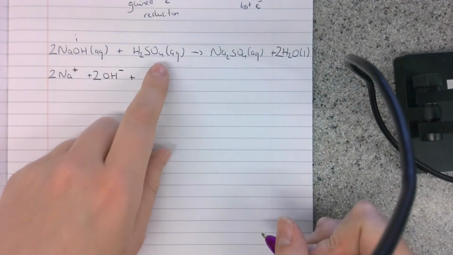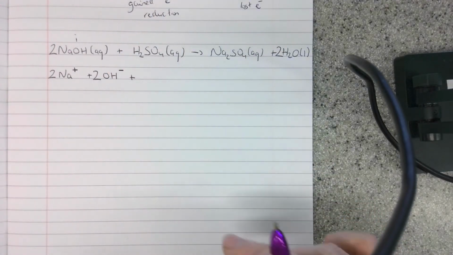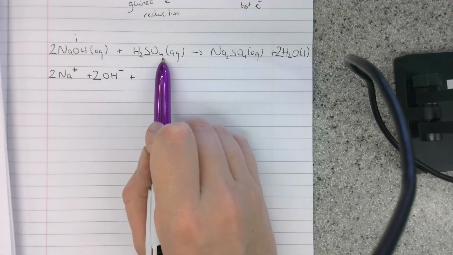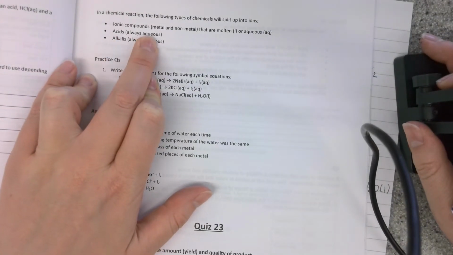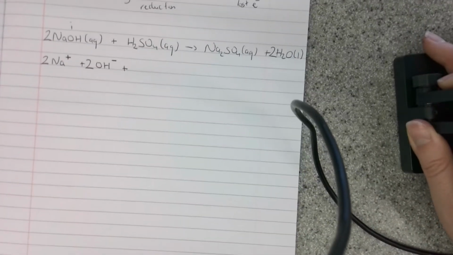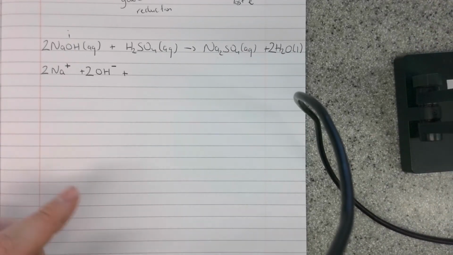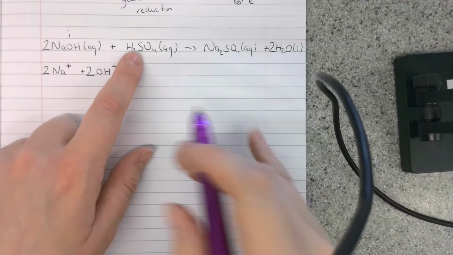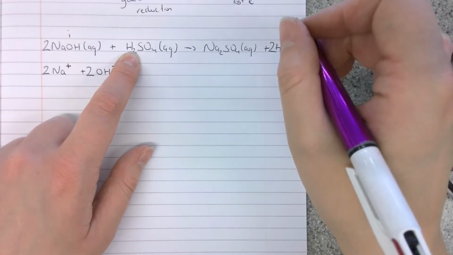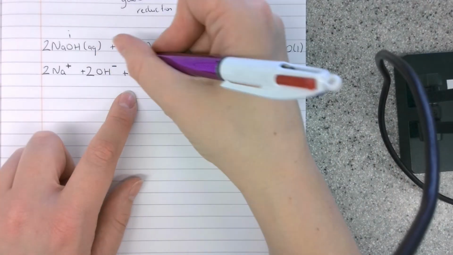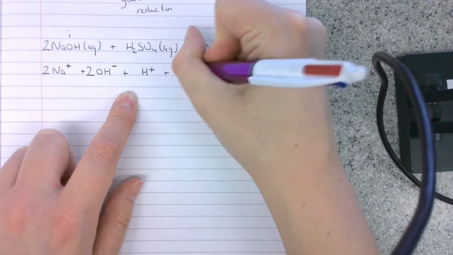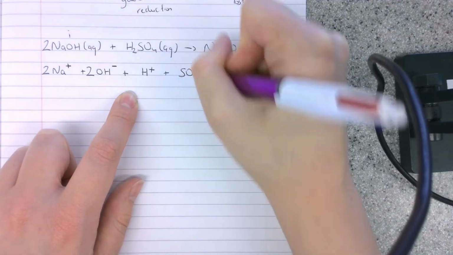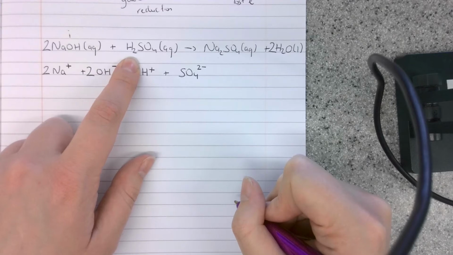I'm going to see something similar here when I get to sulfuric acid. So H2SO4, it's covalent, hydrogen, sulfur, oxygen, they're all non-metals. But remember that acids are always aqueous and they will always split into ions, and sulfuric acid is an acid. So what ions is it going to split into? I've got hydrogen and I've got sulfate. So hydrogen is going to be H+, and my sulfate ion is SO4 2-.